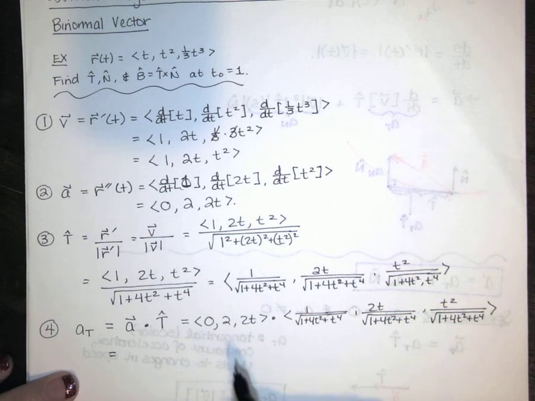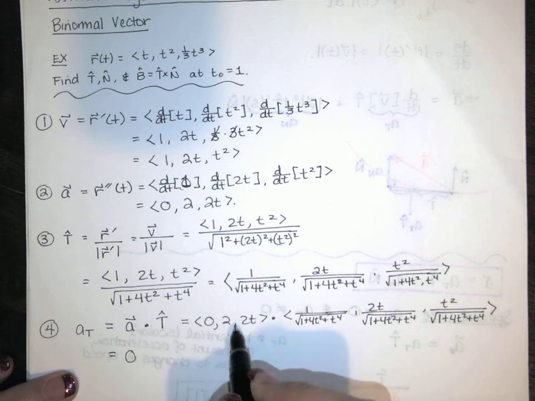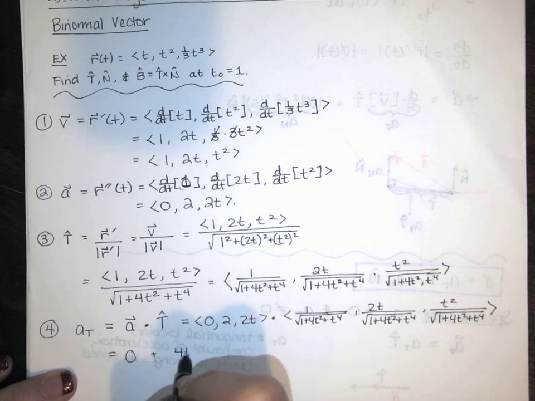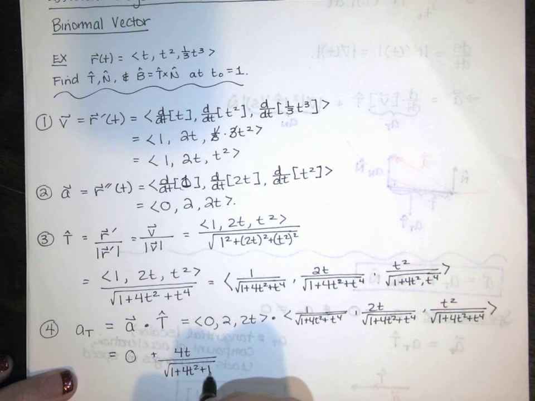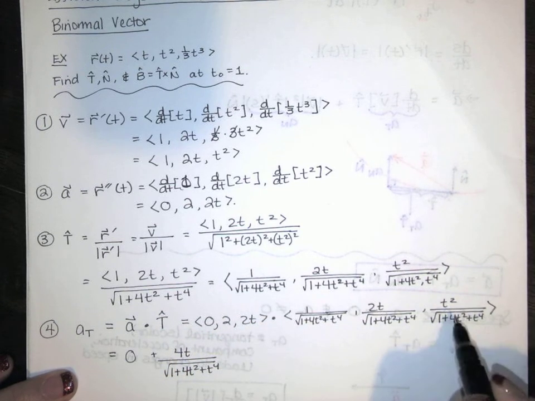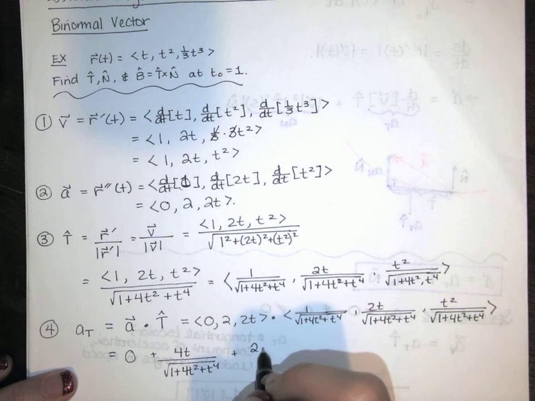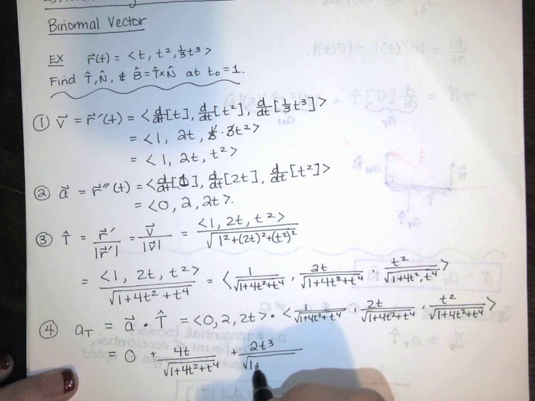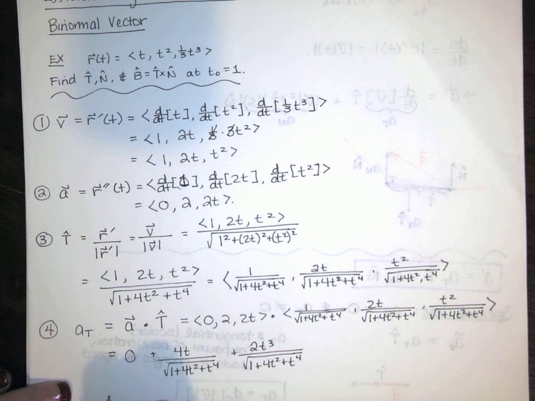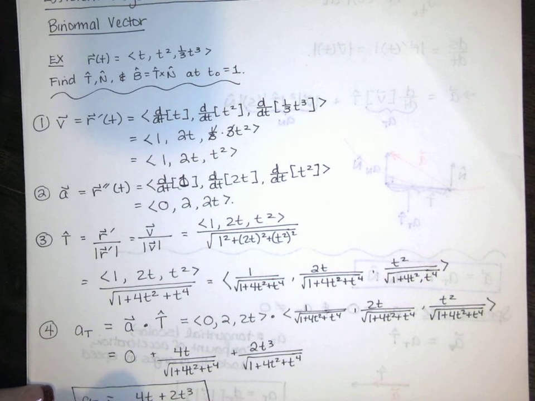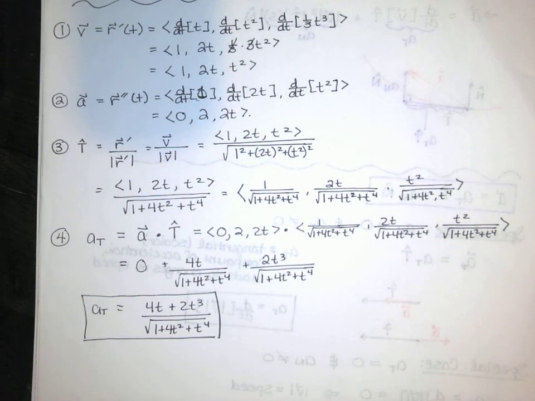Okay, now we're dotting these guys. So I've got 0 times that, which is of course 0. And then 2 times the 2t gives me a 4t in the numerator. And then 2t times this component: multiplying that 2t in the numerator, I get a 2t cubed over that speed function, which is so complicated looking. This is nice, guys. It wasn't that difficult at all. And I just found the tangential component of acceleration as a function of t. So now you give me a time and I can tell you how much of the acceleration is going in that direction, or what the component of acceleration is in the direction of motion, which I think is pretty cool.